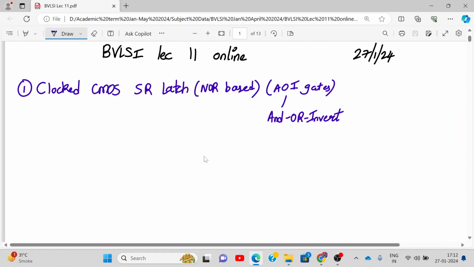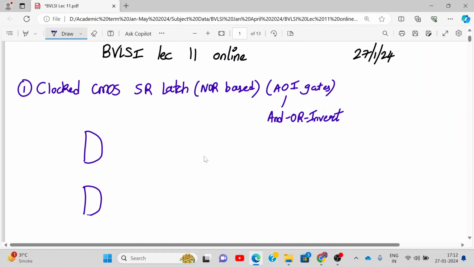All right. So let us draw the gate level circuit of clocked CMOS SR latch. How does the gate level circuit look like? Anyone remembers? AOI means AND-OR-Invert. Okay. So how to start? Anyone? What do we have first? AND gate, right?